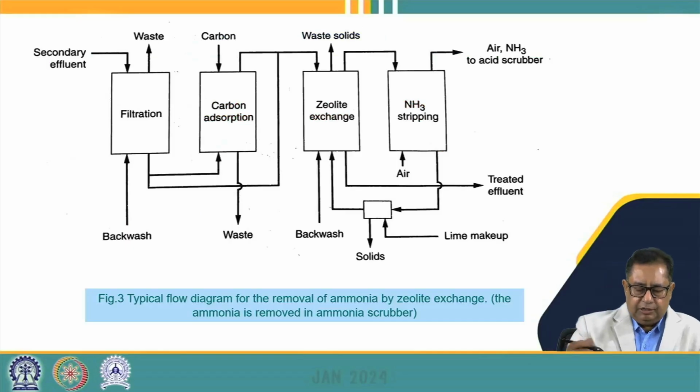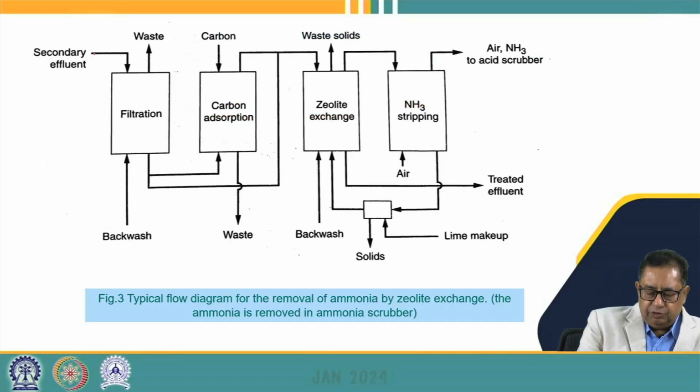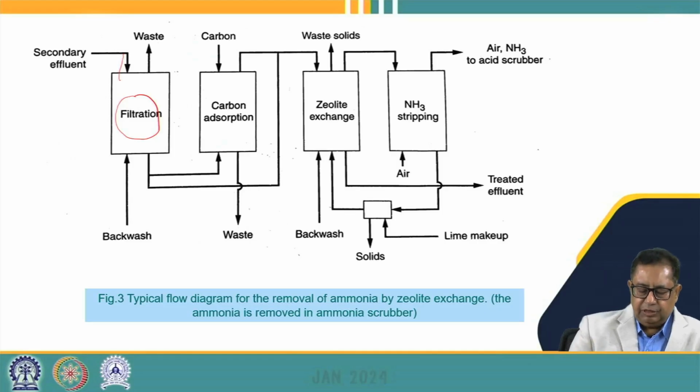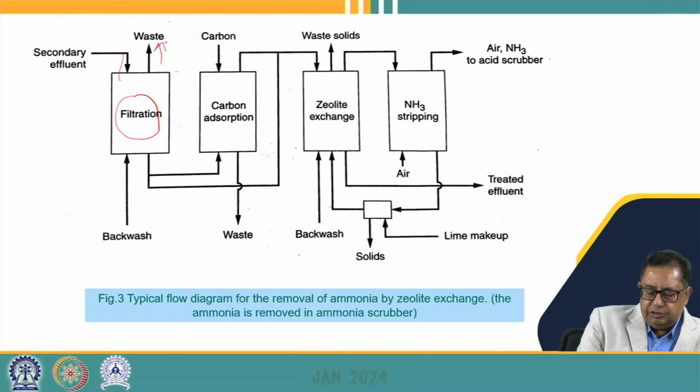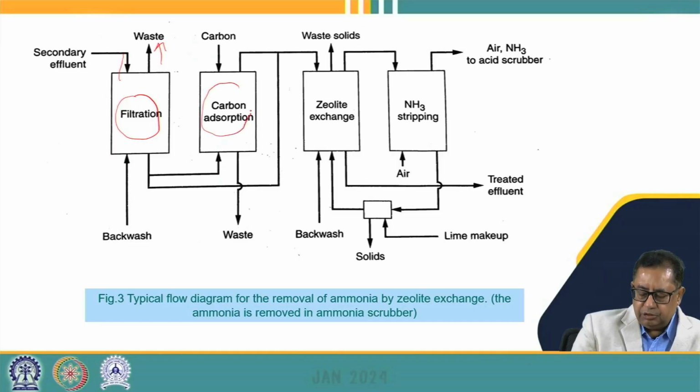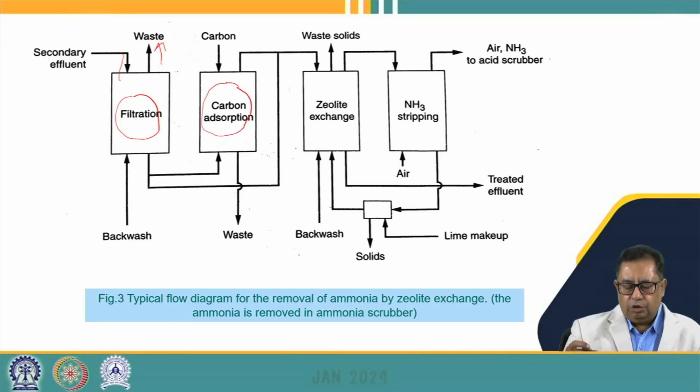So we can see here that the secondary effluent which comes from wastewater treatment goes into filtration first of all. We filter this secondary effluent so that the suspended solids can be removed, and then this filter can be backwashed later on. The waste is taken for proper treatment further, and then the water passes through the carbon adsorption column. This carbon adsorption column is used so that we can remove the organics which are present in the wastewater so that they may not impact the zeolite that we are using for our nitrogen control.